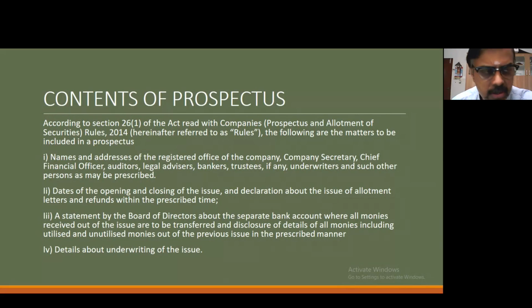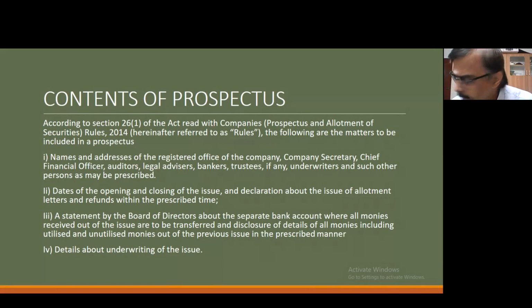Now there is an interesting concept called ASBA. Any idea what is ASBA? Make a note: Application Supported by Blocked Amount.